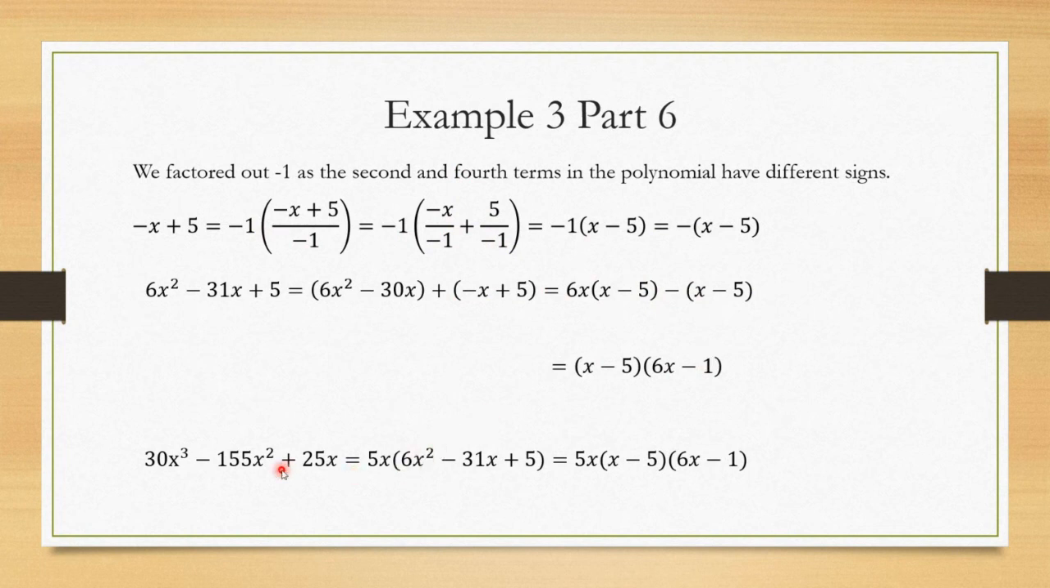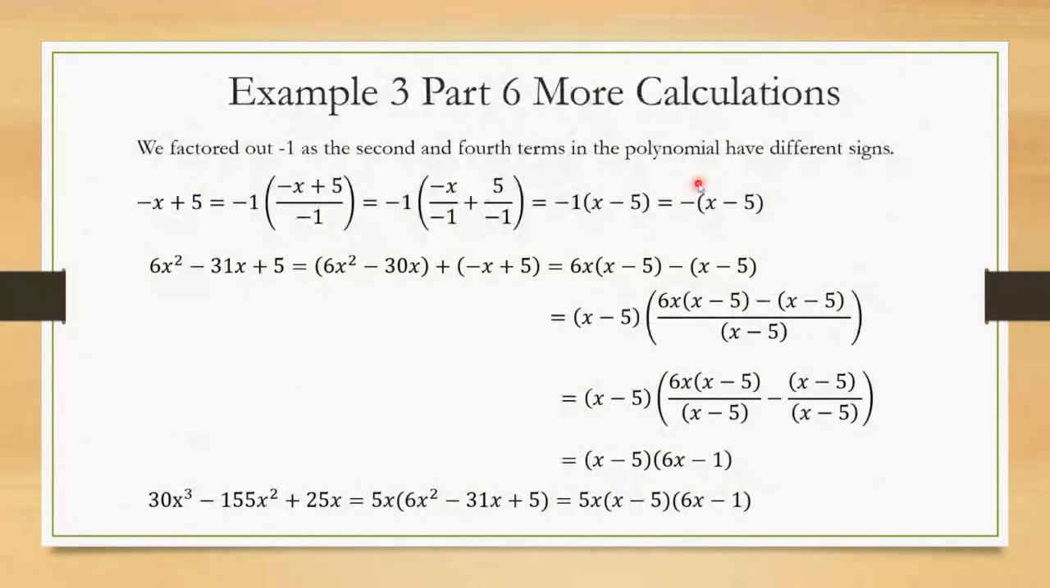And now, using the fact that the original thing was 5x, that was the first GCF, we get 5x times x minus 5 times 6x minus 1. And that's the factorization. And again, if you wanted to see more steps, I'm just showing more steps here. Basically, to factor out x minus 5 is just like before. You divide into each term, and then there's cancellation. Again, I know these steps might be confusing, but I know some students like to see them, so that's why I throw them in.